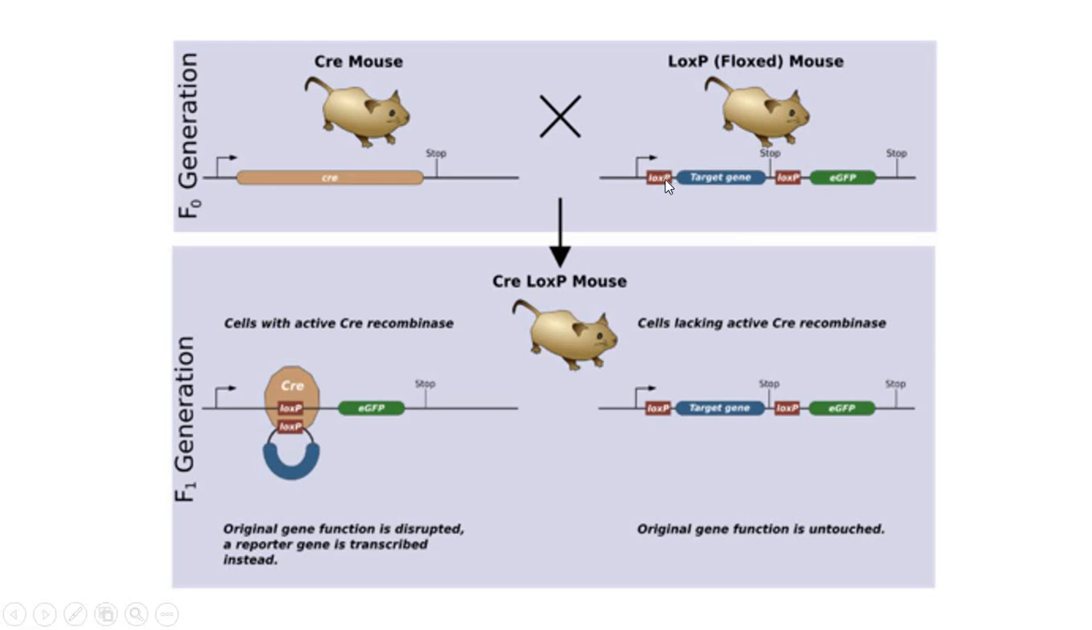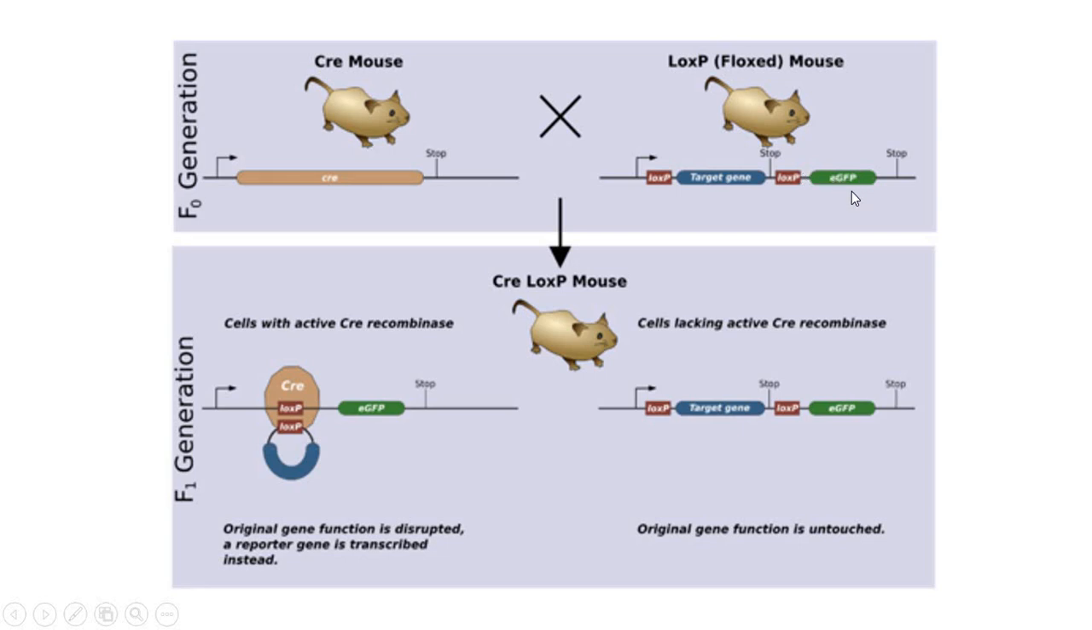Here you will see that this is the promoter sequence. The promoter is always shown this way. This is where the transcription will start. And there is a stop codon here. So what will happen is the promoter will initiate transcription of this gene, then it will stop here, and then there is this EGFP, enhanced green fluorescent protein gene.